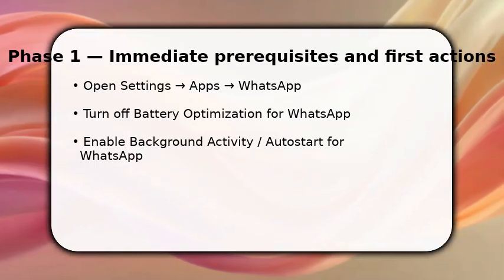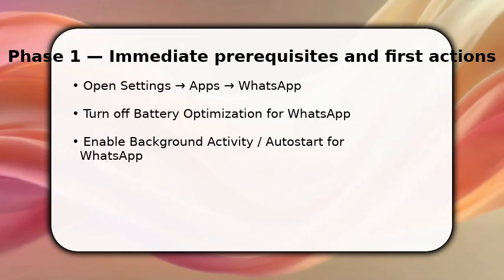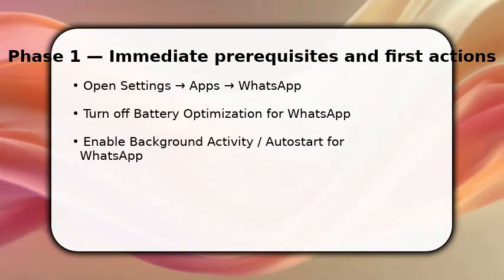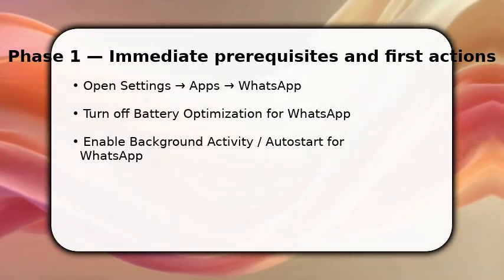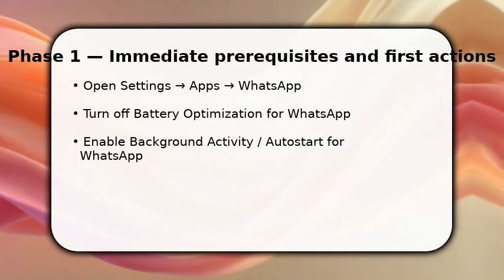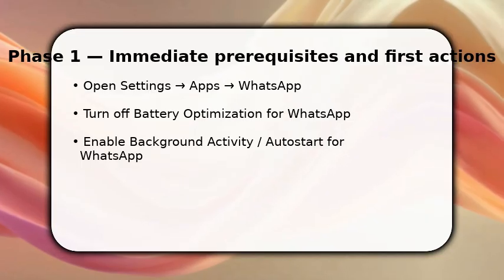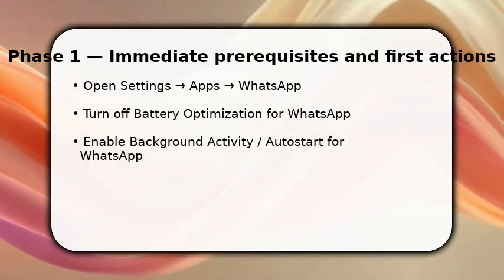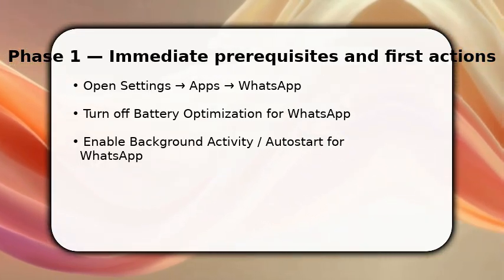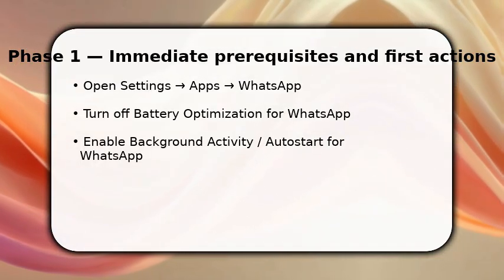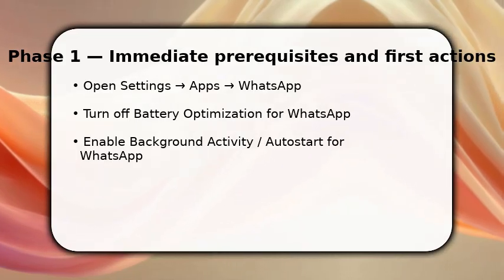You start by preparing your phone so WhatsApp can keep playing audio when the screen turns off. Open Settings, go to Apps, select WhatsApp. Once there, turn off battery optimization for WhatsApp and grant background activity or auto start permission. These two changes let the app run audio in the background instead of being paused when the display sleeps.